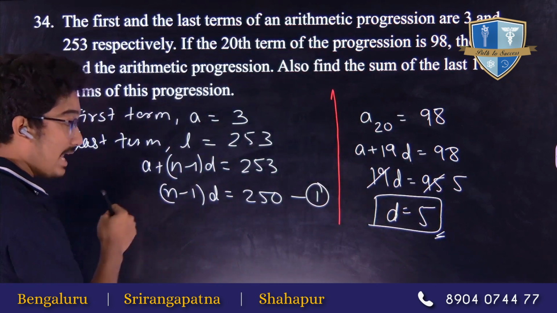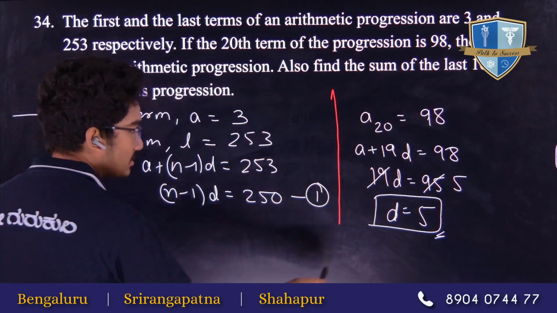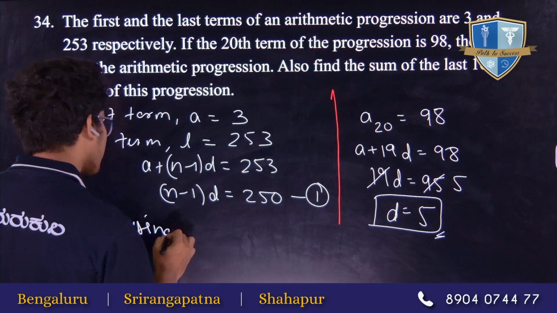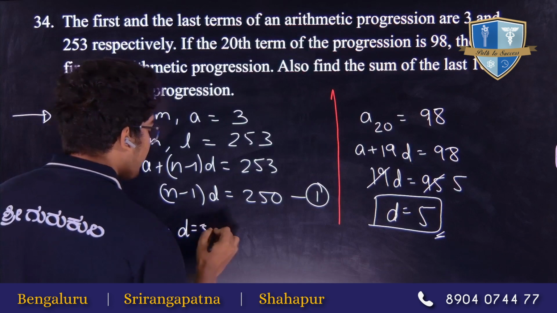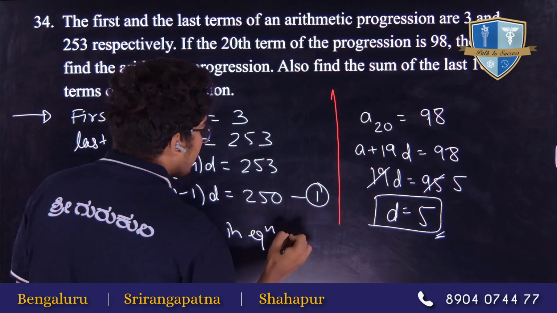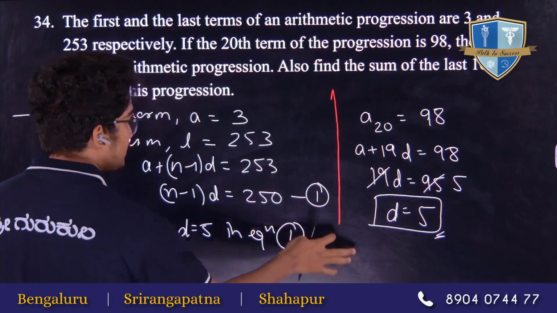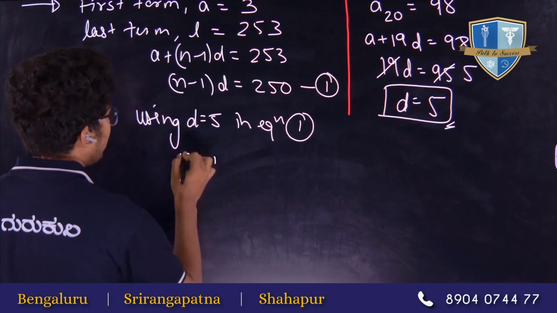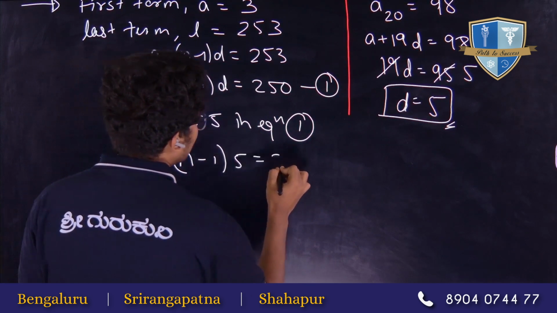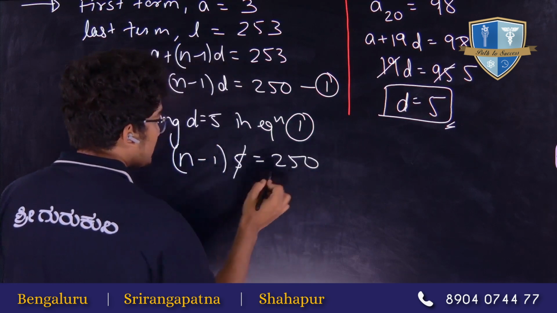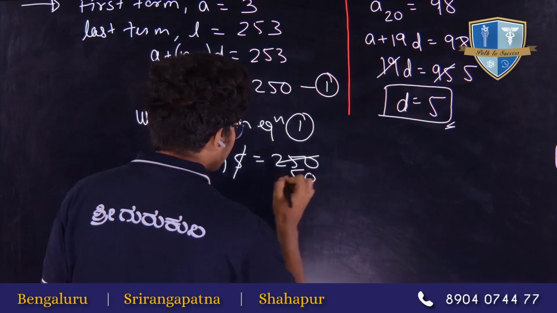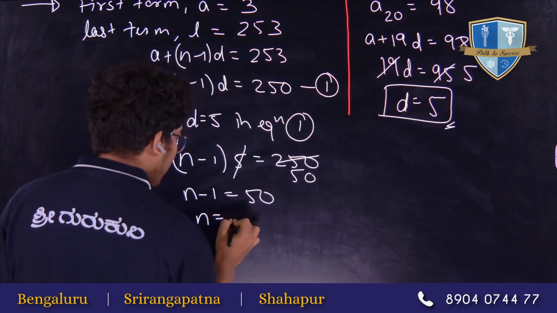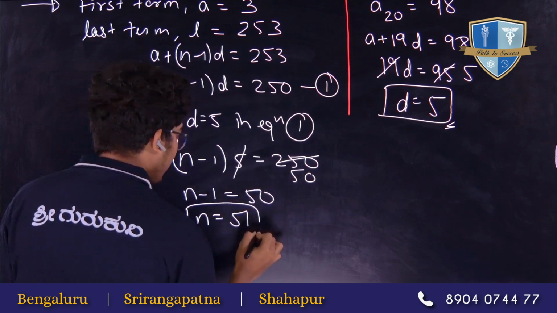And we can find the nth term now since we know the D. So using the value of D, D is equal to 5, in equation 1, what will we get? (n minus 1) times 5 is equal to 250. So 5 ones are 5, 5 fives are 25, and 0 as it is. So n minus 1 is equal to 50. So the number of terms in the arithmetic progression is 51, correct?